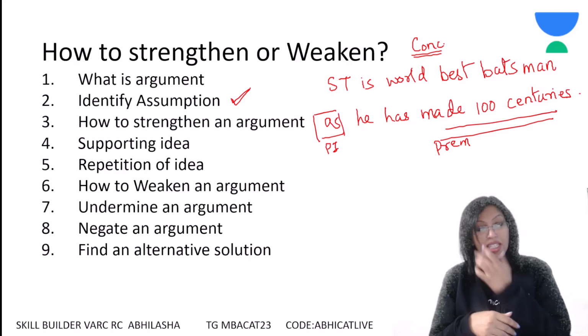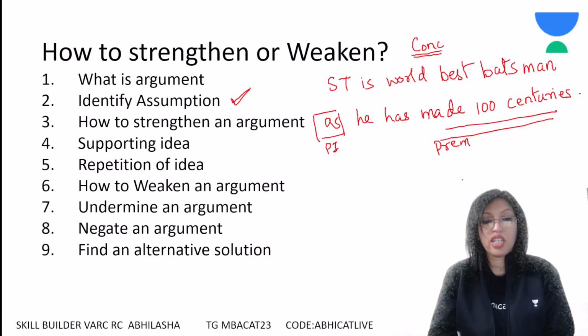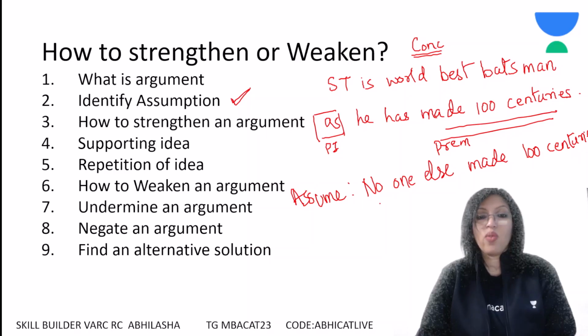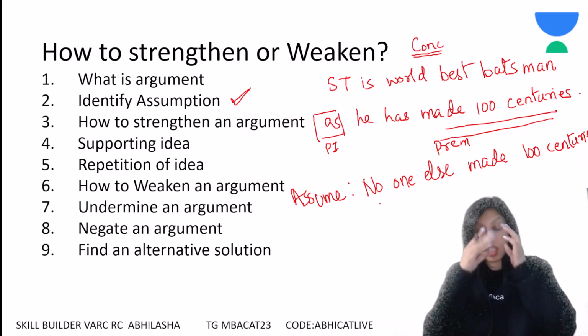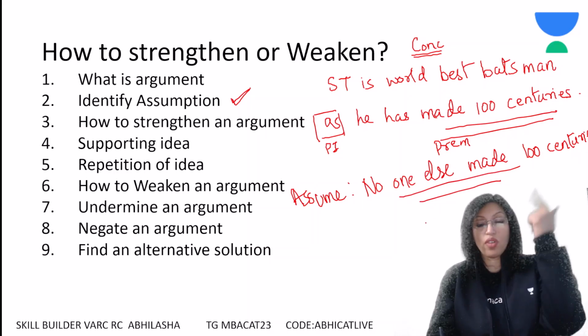So how do I understand that Sachin is the world's best batsman? Because when I say that Sachin has made 100 centuries, I also assume that no one else has made 100 centuries or more. And that is why, because Sachin is the only one in the world who's made 100 centuries, he is the world's best batsman. So this assumption that no one else has made 100 centuries becomes a very important part of our argument. Okay, and this is what we have assumed.